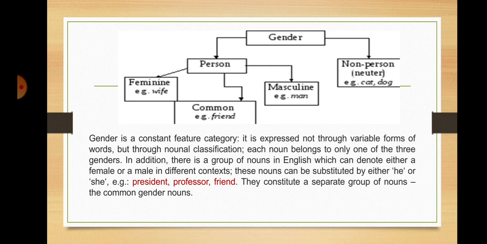Gender is a constant feature category. It is expressed not through variable forms of words, but through nounal classification. Each noun belongs to only one of the three genders. In addition, there is a group of nouns in English which can denote either a female or a male in different contexts. These nouns can be substituted by either he or she: president, professor, friend. They constitute a separate group of nouns, the common gender nouns.